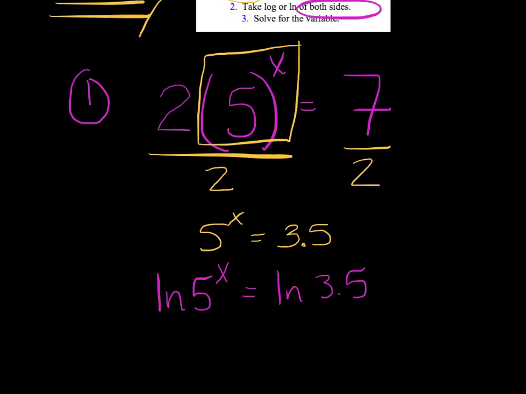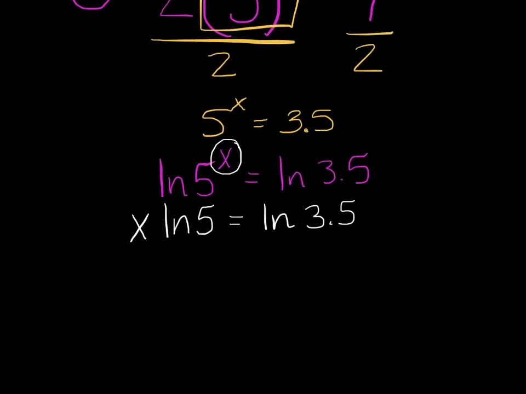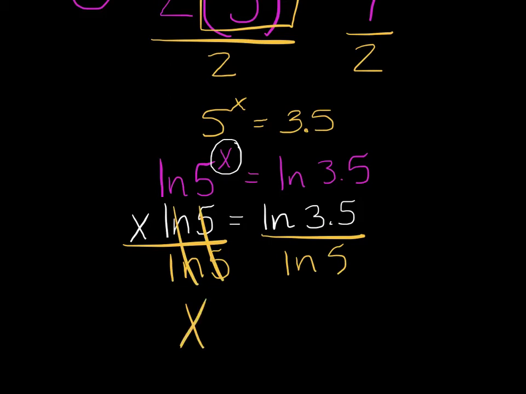Now apply your log properties. Where is this x going to go now? x ln 5 equals the ln of 3.5. Notice I did that in 2 steps, and that's what I'm looking for in your notebooks, 2 steps. Natural log both sides, then apply the properties. Now to solve for x, I just divide both sides by the ln of 5, and I'll round to whatever it says in my calculator, or on my question. So x equals, type it in your calculator, and you're good to go.